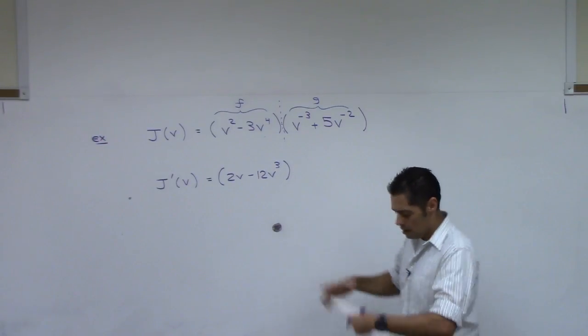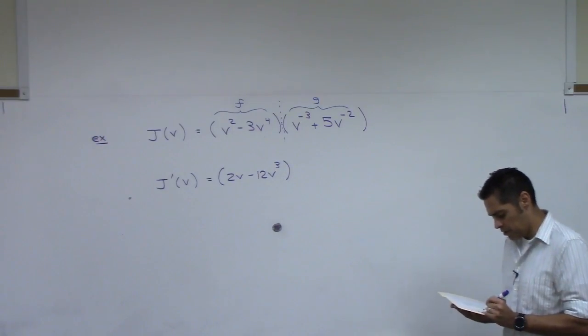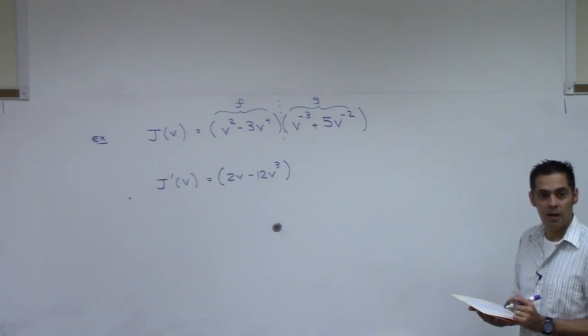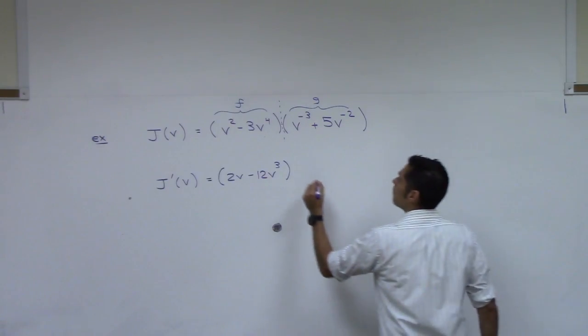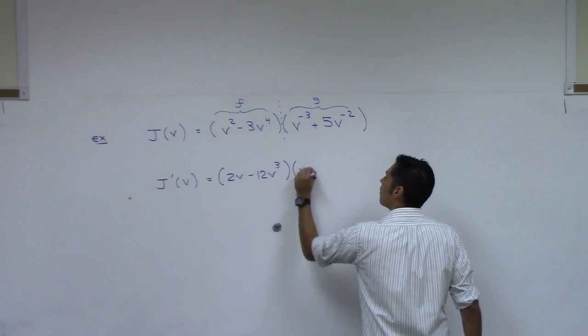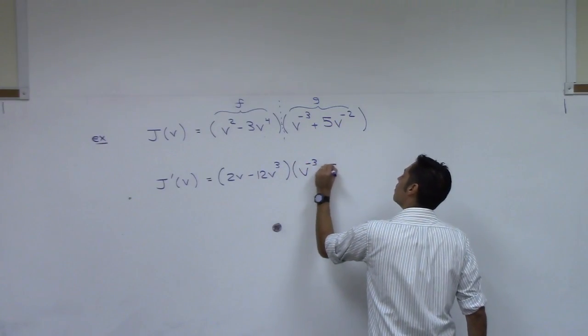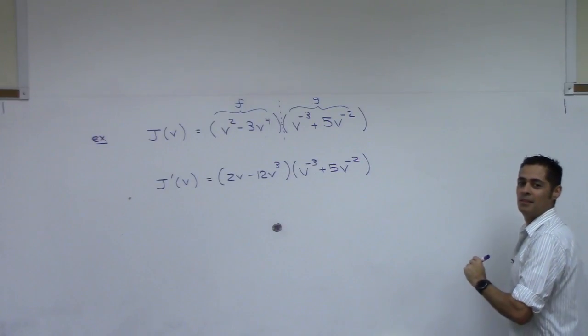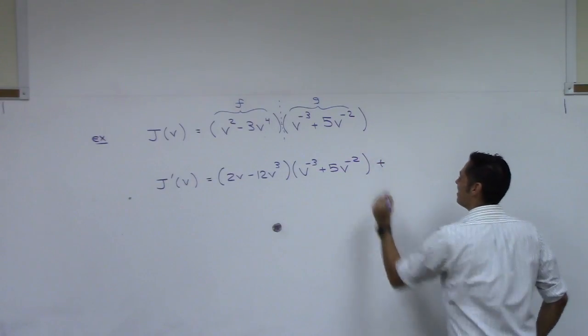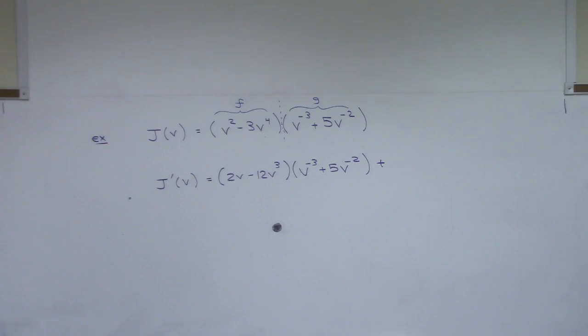And then let's see, we're just going to go. Tara, what comes next? So it would be the negative 3 plus 5v to negative 2. Plus 5v to negative 2. Do you want to keep going? No? Okay, plus. I'm just keeping you on your toes today.